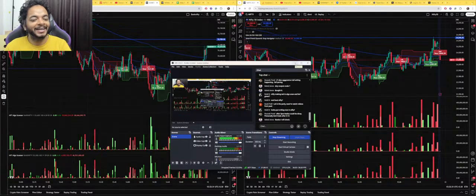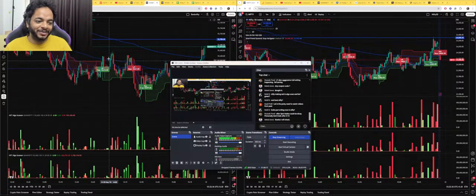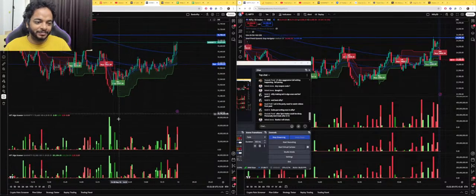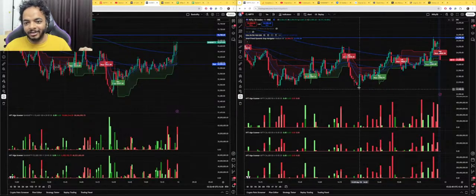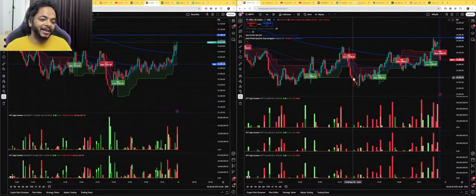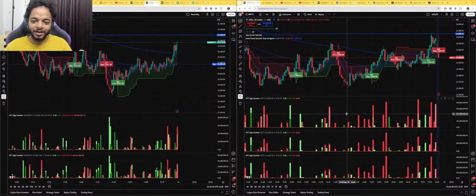Yes, and finally, in the live stream, we caught two reversals in Bank Nifty, this one and this one, the put writing, and in Nifty we caught this one. Within like 40 minutes, I was live, we caught this one.